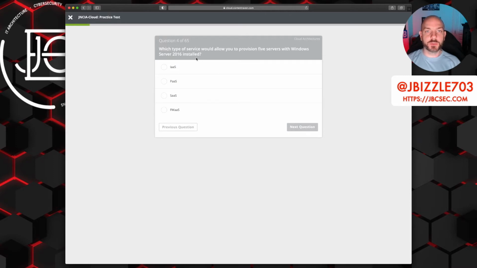What type of service would allow you to provision 5 servers with Windows Server 2016 installed? So that is going to be, out of our choices, infrastructure as a service, platform as a service, software as a service, firewall as a service. If you remember any of our stuff before, when we were looking at the Microsoft Azure stuff, infrastructure as a service is going to be the one that you have the most control over.